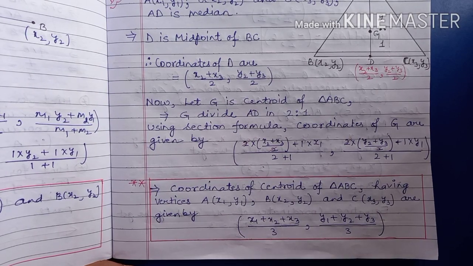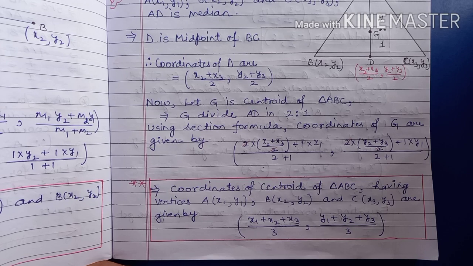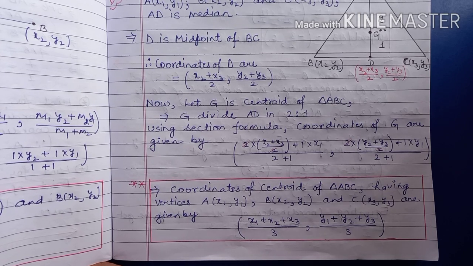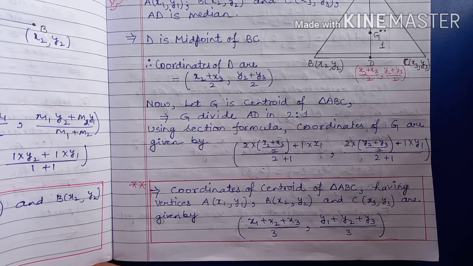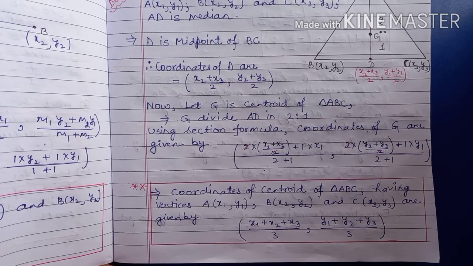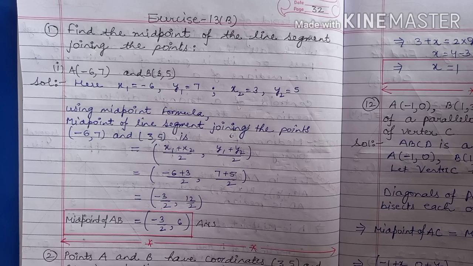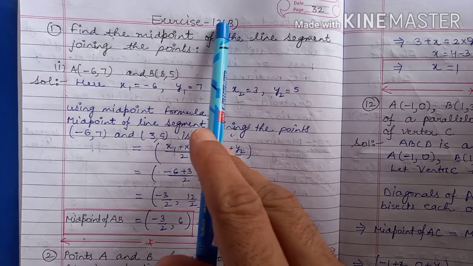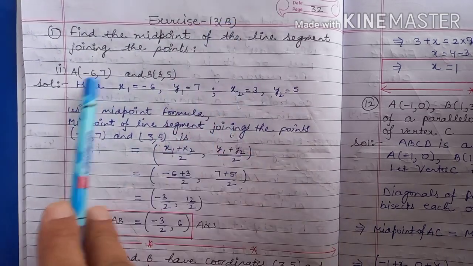Means simply we get the coordinates of the centroid by adding all the x coordinates and dividing by 3, and for the y coordinate, all the y coordinates of the vertices and dividing it by 3. Now we take a few problems from exercise 13b. So first, a simple sum.